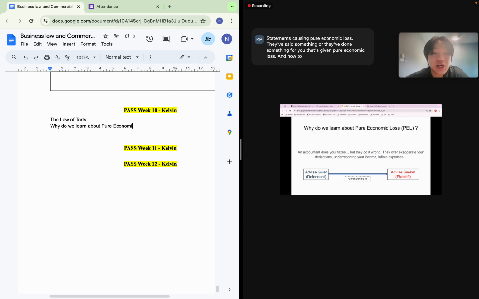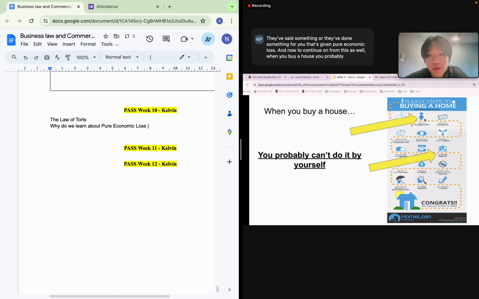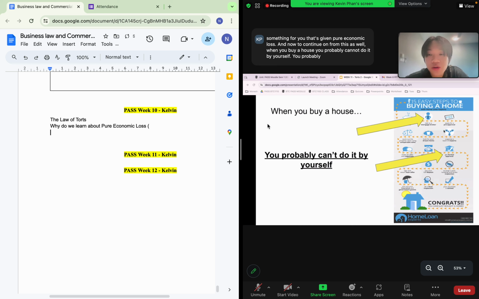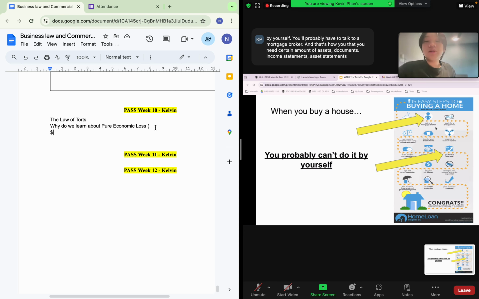Now to continue on from this, when you buy a house, you probably cannot do it by yourself. You probably have to talk to a mortgage broker, and they'll tell you that you need a certain amount of assets, documents, income statements, asset statements, that type of stuff.